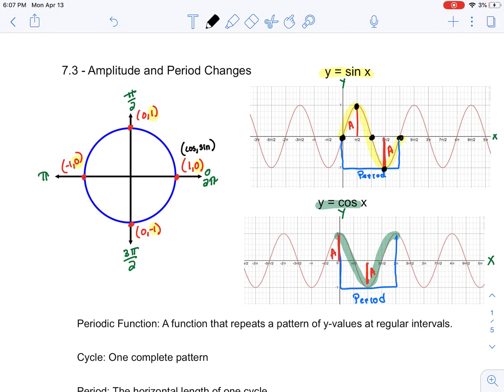Cosine is the same thing. Cosine is now derived from our x values of our unit circle of those points. So at 0 radians, I start at 1. At pi over 2 radians, I'm at 0. At pi, I'm down at -1. At 3 pi over 2, I'm back at 0. And then I end back at 1. So cosine starts at 1. So it starts high, goes middle, low, middle, high.